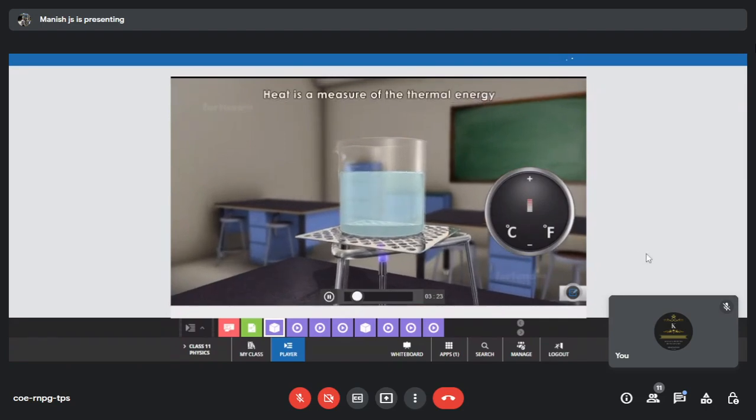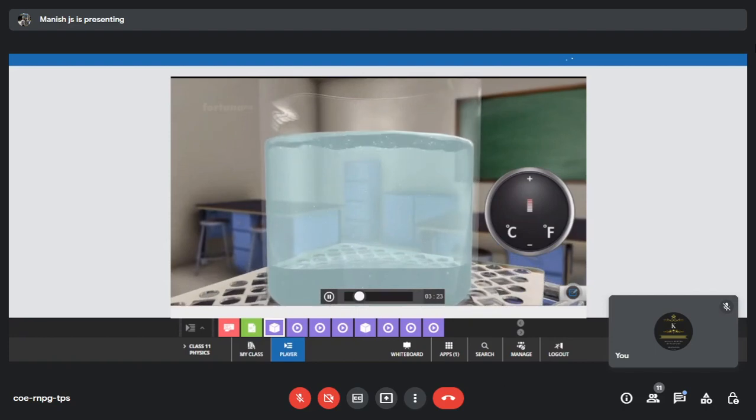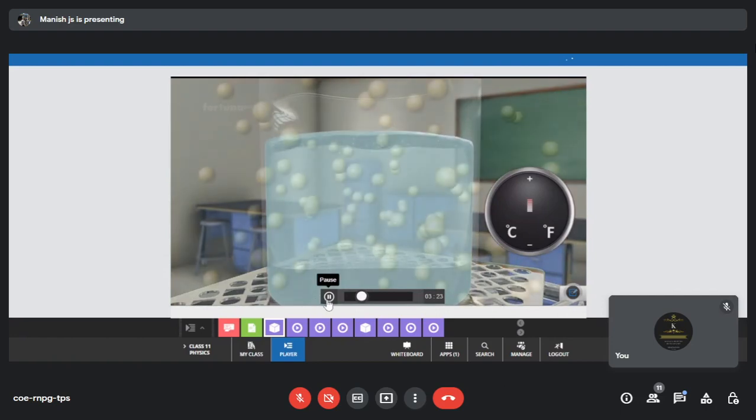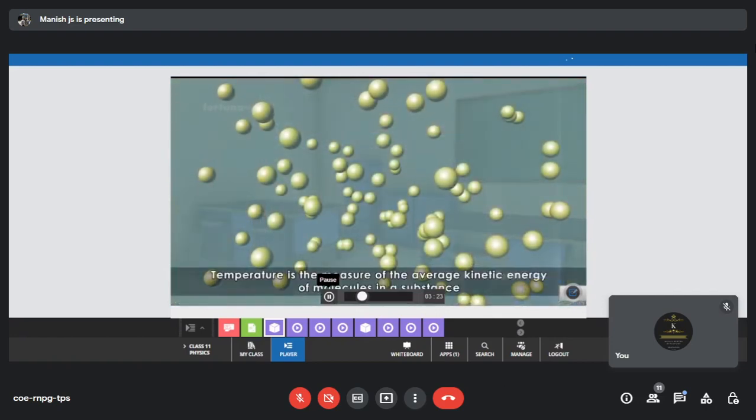Heat is a measure of the thermal energy that is transferred from one substance to another. To fully understand the concept of heat, we also need to understand temperature. So what they are saying is, till now what we saw in this animation slide is about heat versus thermal energy. Heat is the thermal energy that is being transferred from one area to another.